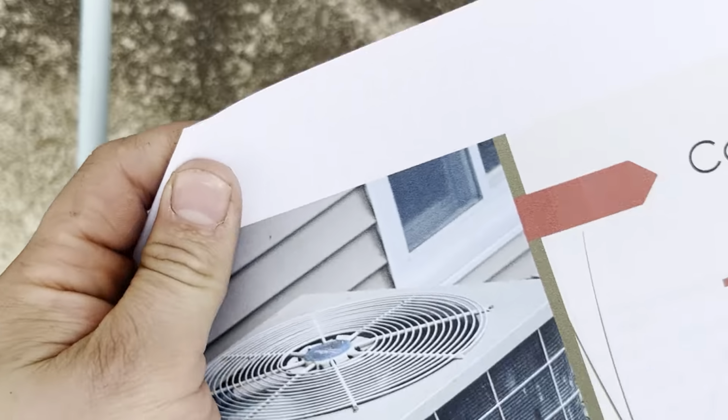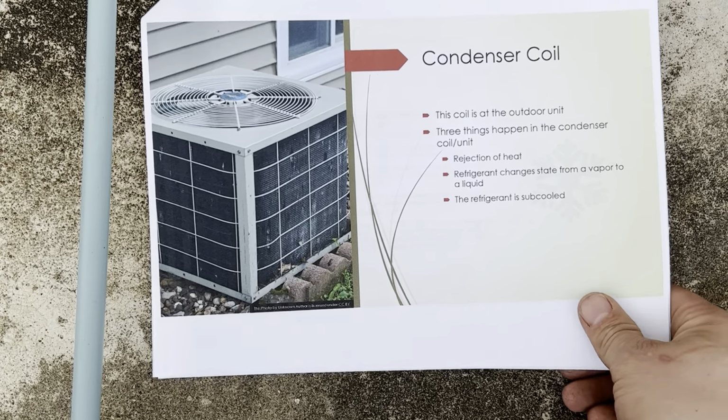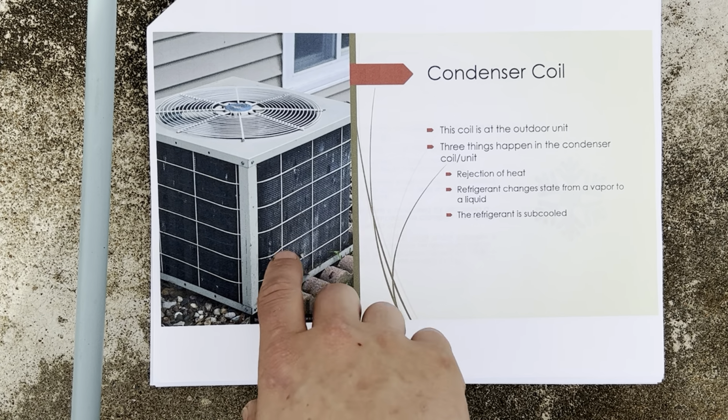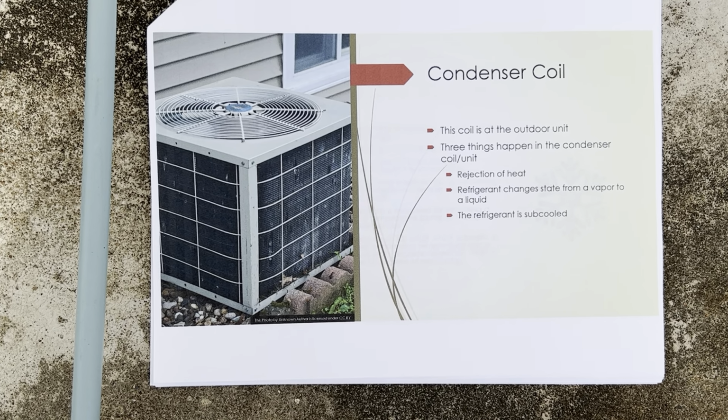So here we reach the condenser coil, and I've got a picture there. It's an example of a condenser coil. So this is the coil you're going to see at your outdoor unit. It's actually what makes the outdoor unit look the way it is. It's that big, sometimes black, sometimes silver, but those are just the fins that protect it. But it's that big coil that wraps around the outside of that unit.